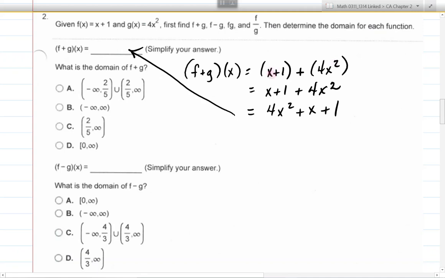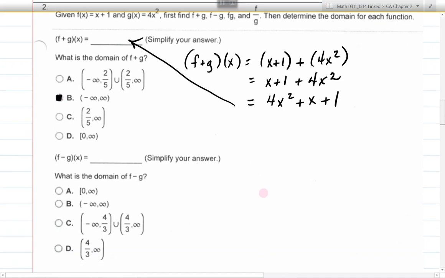If these were functions, then the sum of them is also a function. The domain of f is all real numbers, no restrictions, no exclusions. The domain of g is all real numbers, no exclusions. That means that their sum is all real numbers as its domain.